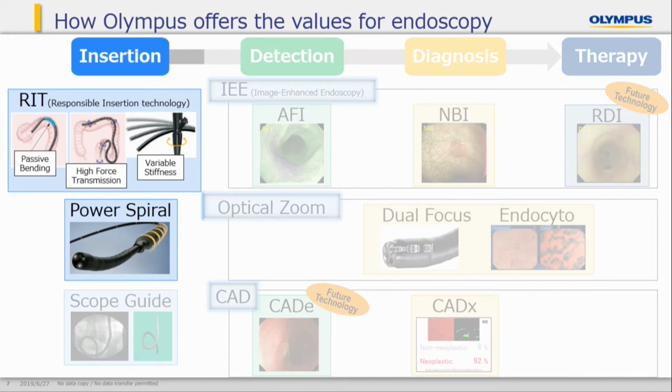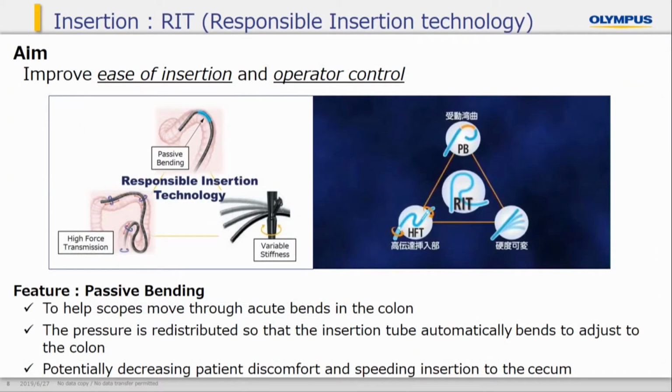Firstly, let me touch upon the insertion technology. This time, I've selected these two features, RIT and power spiral. About the RIT, which is the responsive insertion technology, this RIT aims to improve the ease of the insertion and the operating control, which can be divided into three features. Number one, passive bending, number two, high force transmission, and number three, the variable stiffness. Let me briefly introduce one by one.